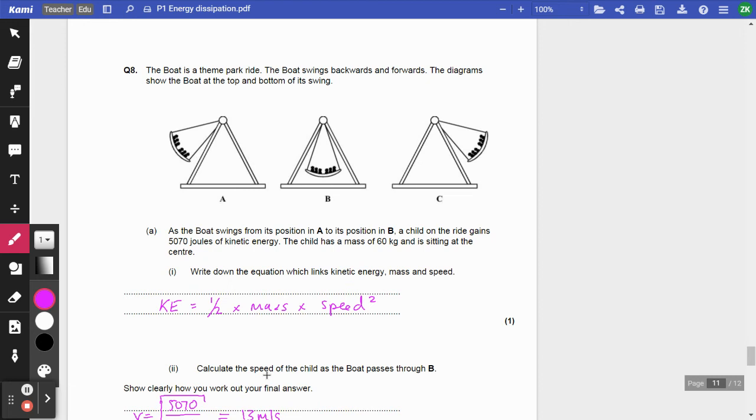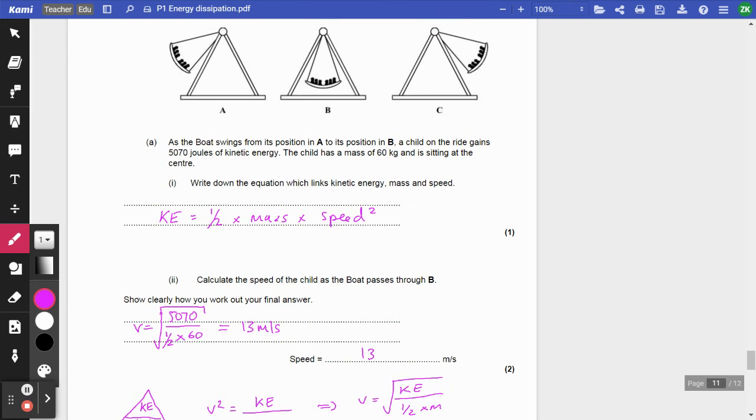How much kinetic energy has been given to us? Question: 5,070 joules of kinetic energy. Okay, now it gives us the mass as well. So 60 kilograms is the child's mass, and what we try to work out is calculate the speed of the child as the boat passes through B. Well, we want to work out speed. We've got the mass, which is 60 kilograms. We've got the kinetic energy, which is 5,070 joules.